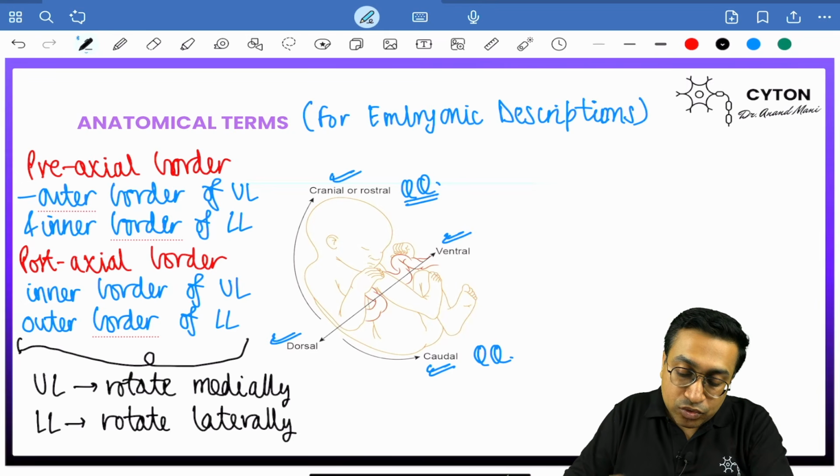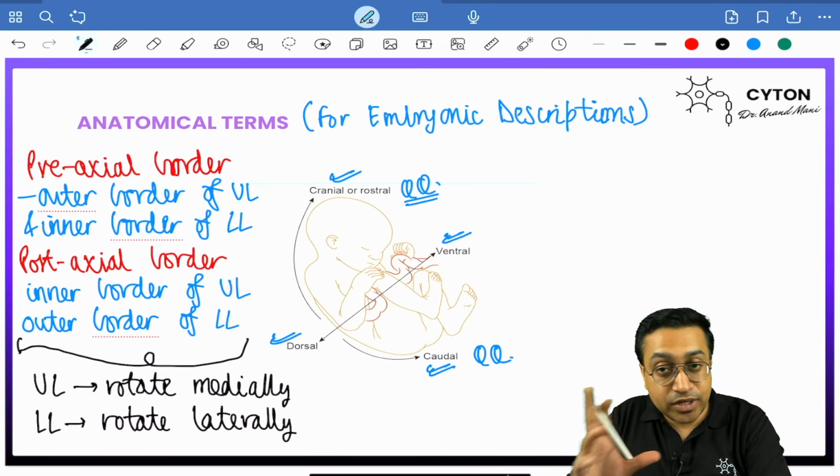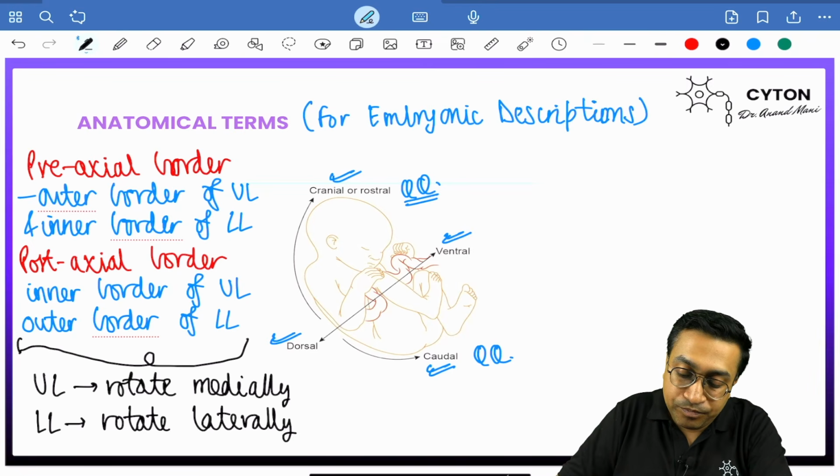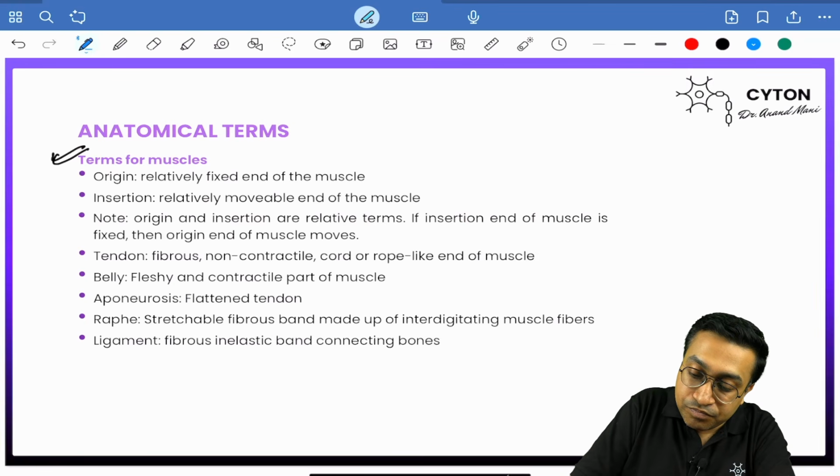Don't worry too much if you are having difficulty understanding this, because it will be repeated eventually in more detail. Right now, just stick to the simple words: what the words are and what they mean. Simple. Next, we come to the terms for various muscles.